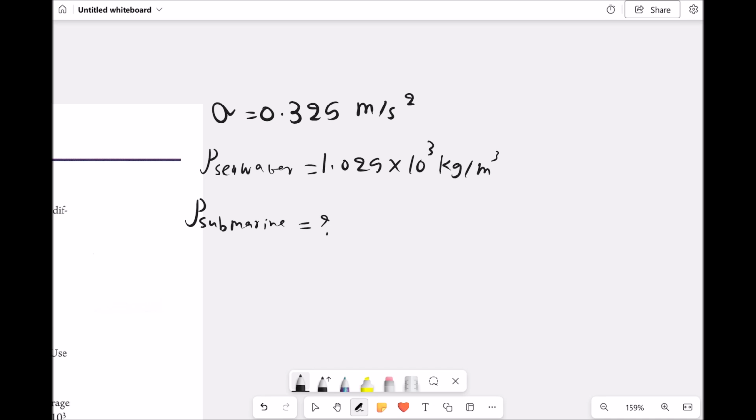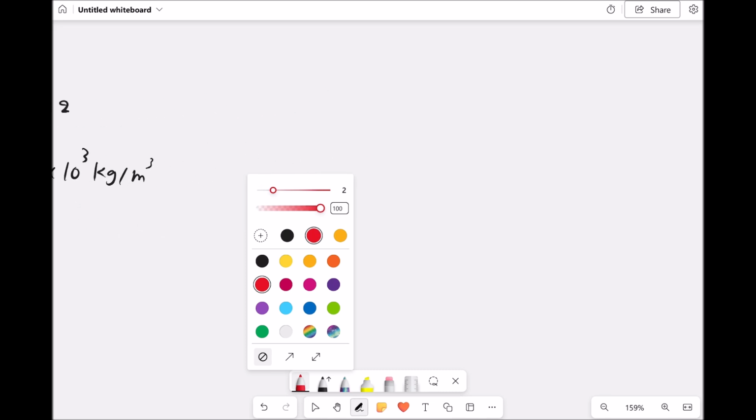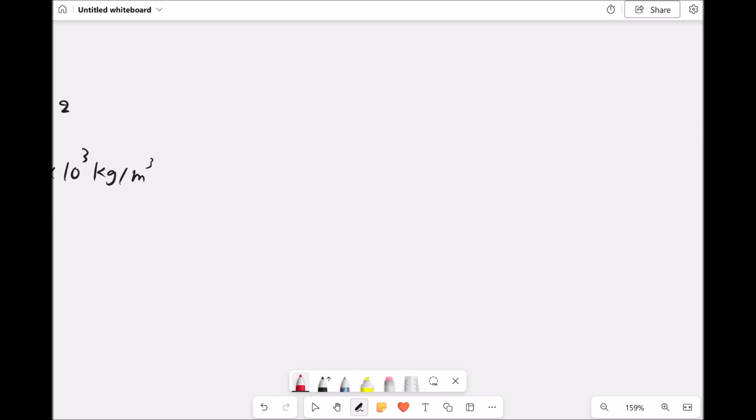Now, since you have acceleration, we are going to use a new equation here. To calculate the density of the object, the submarine that you have, we're going to say that F is equal to FB minus FG. So the sum of all the forces that you have. Now instead of this F, F is equal to what? Newton's second law is equal to MA. I have acceleration and I'm going to use this equation.